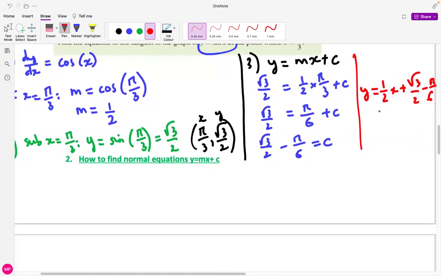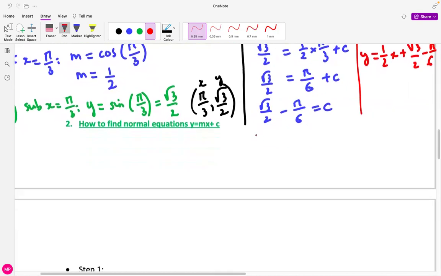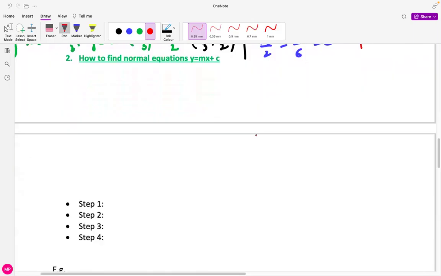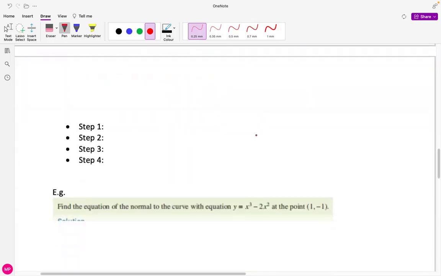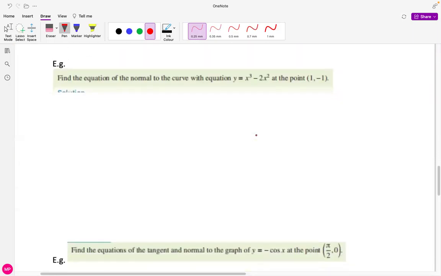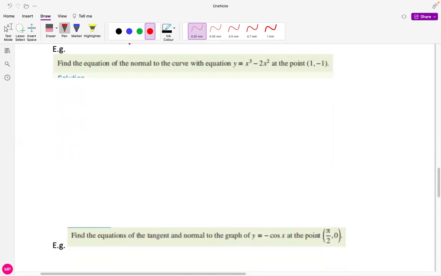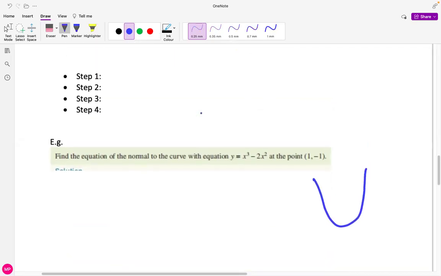All right, now we're going to move on to how to find a normal equation. So what is a normal equation? A normal line is a line that's perpendicular to the tangent. So think about when you have a graph, something like that. This is a parabola, but yeah, just do it here. The example is a pretty big one, but it could be any curve.